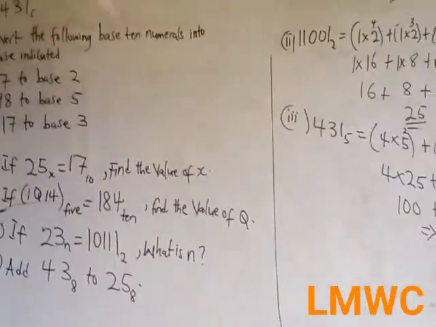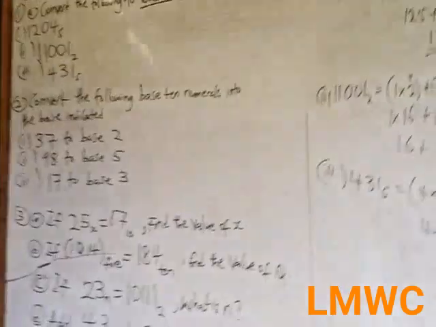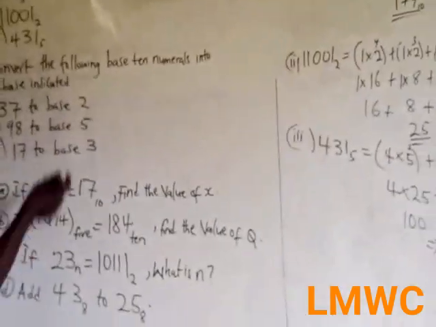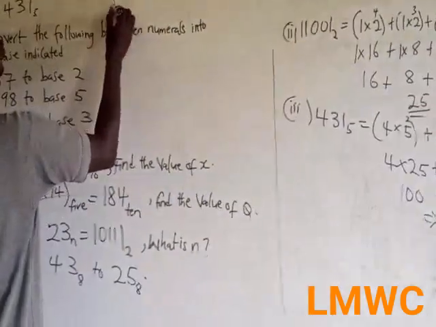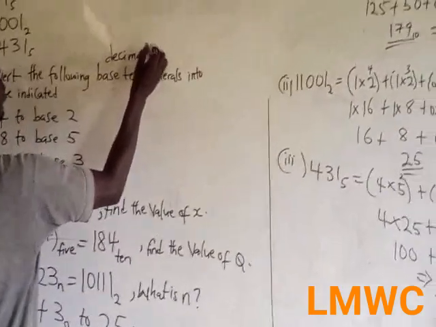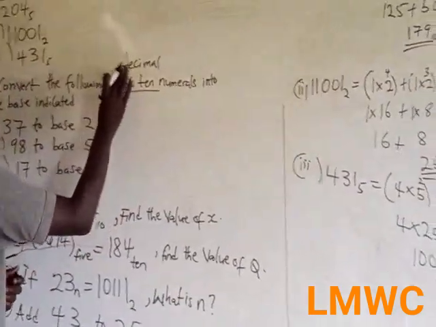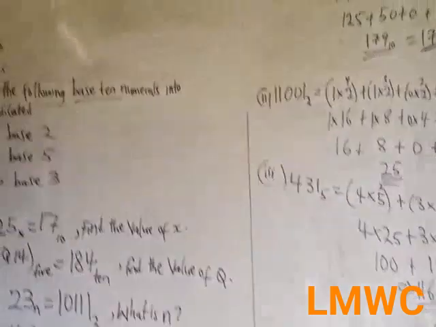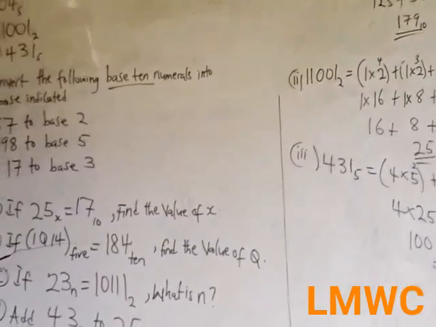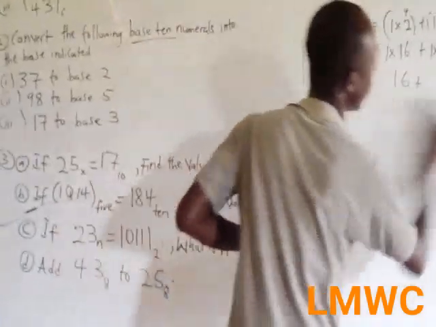Now, the second question. Convert the following base 10 numerals into the base indicated. They can say convert the following decimal numerals; they can omit this, but now they gave you base 10. And base 10 is the same as decimal numerals. 37 to base 2. Let me clean this portion so that we solve it.